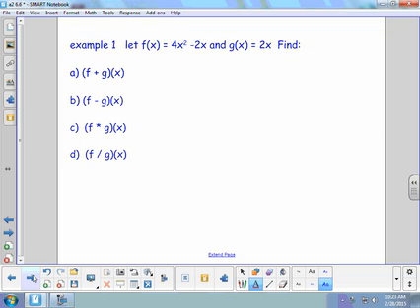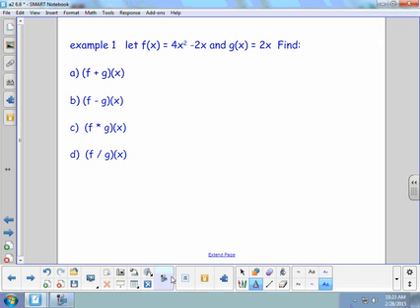So let's go ahead and do some examples. I've got my f function, f of x equals x squared minus 2x, and g of x equals 2x. Remember, this is function notation. That's just a fancy way of saying, hey, I've got a function, and instead of y, I'm going to write f of x. Same thing with the g of x. That's just a fancy way of saying y.